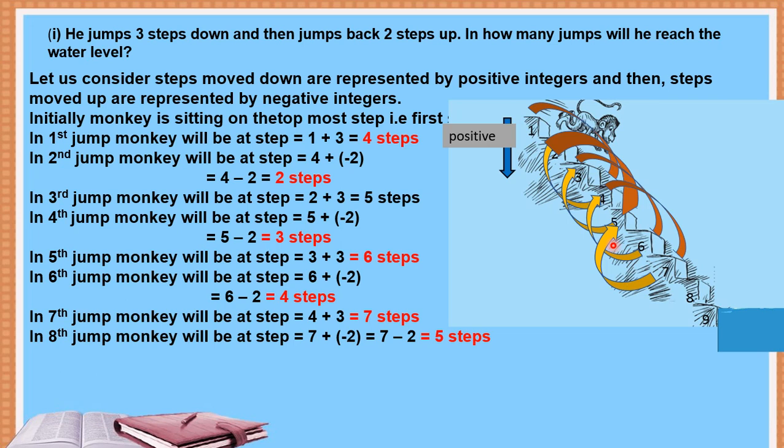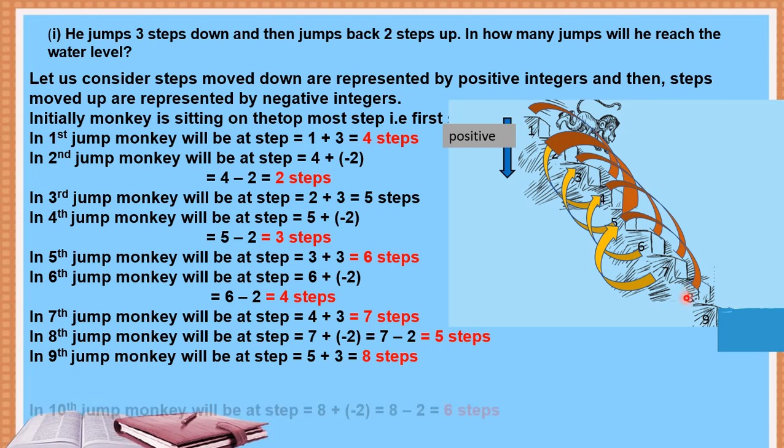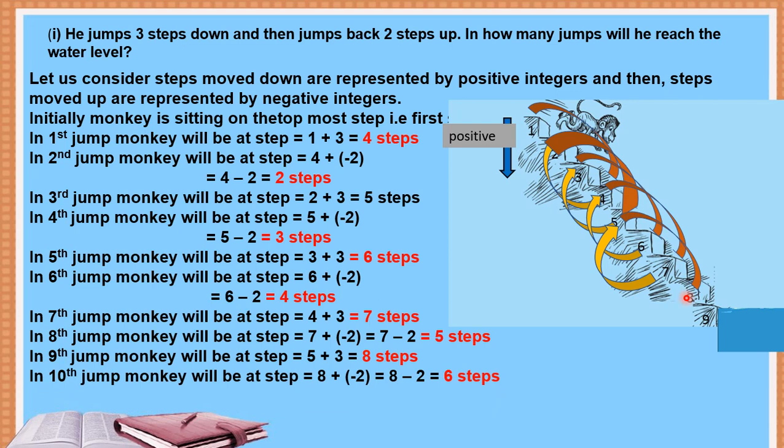Then afterwards in the 9th jump, again he has to take 3 jumps from this 5th step. So 6th, 7th and 8th. So in this 9th jump he reached the 8th step. Then at this stage again he has to go back 2 jumps backward, that means 8 minus 2 is 6. So at this stage, jump number 10, he reached the 6th step.